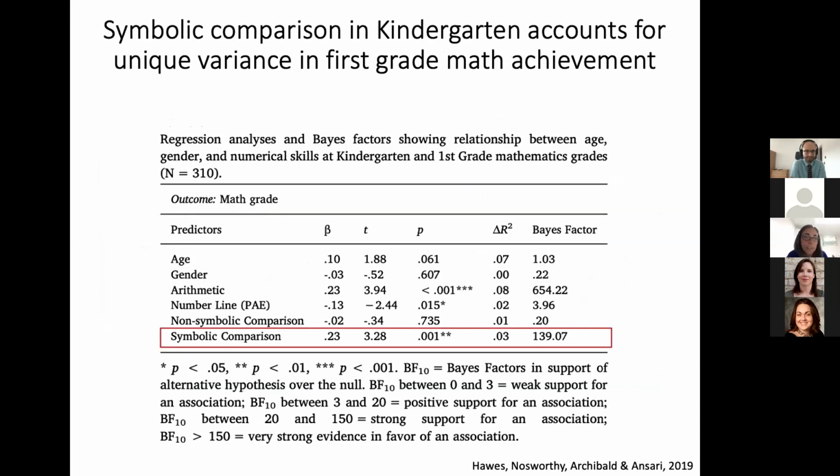And extending the results from Nadia's paper, they also found that the symbolic comparison is a strong and unique correlate of first grade teacher math grades. And the symbolic comparison remains significant in a regression model that included number line estimation as well as arithmetic performance. So together, these studies suggest that the Numeracy Screener, in particular the symbolic comparison task, shows some promise for assessing basic numeracy skills in very young children and a potential tool to identify children at risk for developing mathematical difficulties.